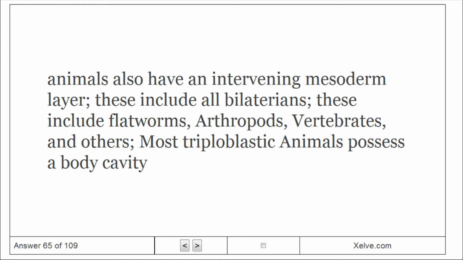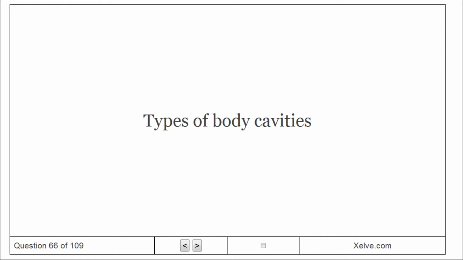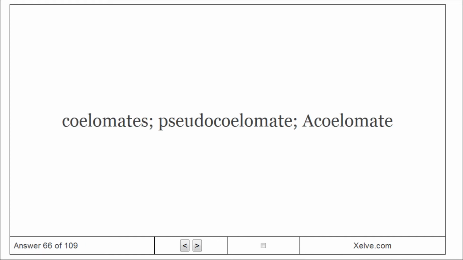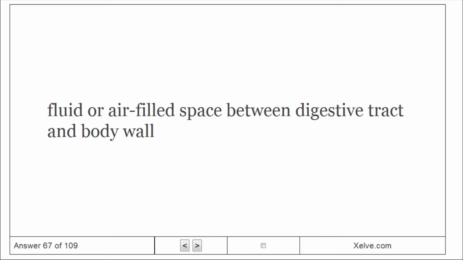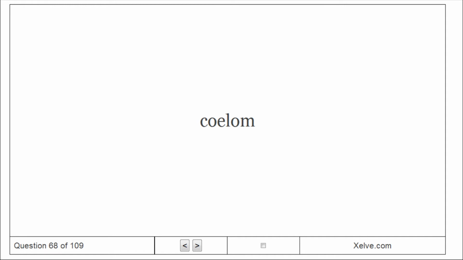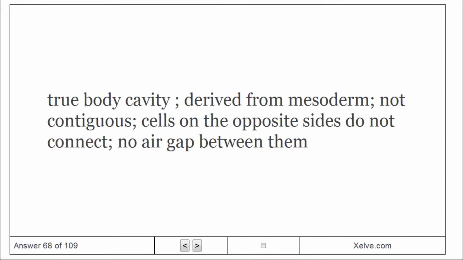Most triploblastic animals possess a body cavity. Types of body cavities: coelomate, pseudocoelomate, acoelomate. Body cavity: fluid or air-filled space between the digestive tract and body wall. Coelom: true body cavity, derived from mesoderm, not contiguous. Cells on opposite sides do not connect, no air gap between them.